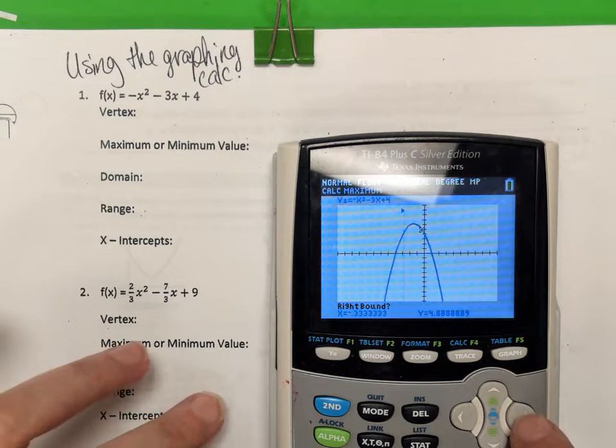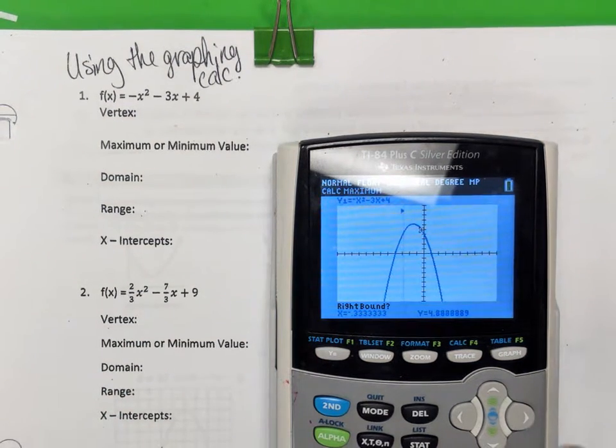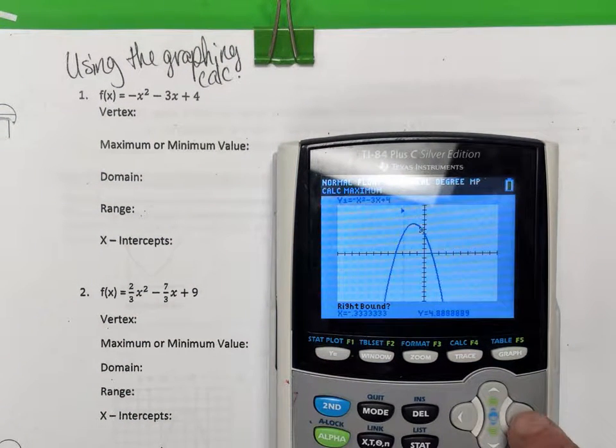You hit the right arrow button, and you should be somewhere on the right side. Alright, when you get there, you hit enter. And it's going to ask you one more question. Your calculator is saying, hey, do you want me to guess where the middle of the left and the right is? And yes, I do. So I hit enter, and it should pop right there in the middle of your graph.